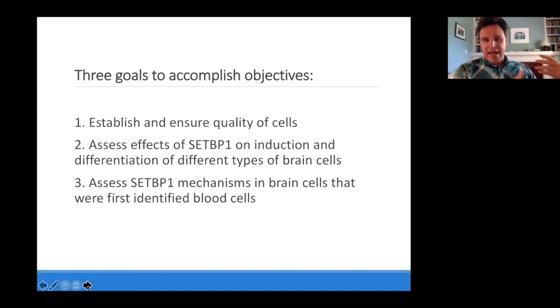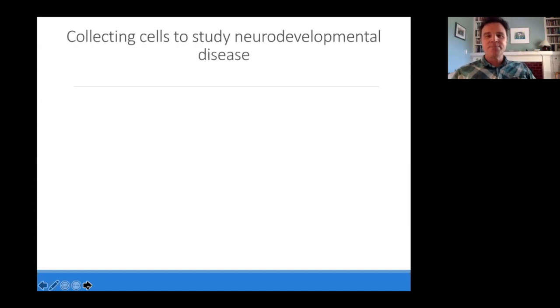And then finally, we want to ask, can we actually investigate the mechanism that the blood folks have found within these cell models we make? So the mechanism of what might be going on. So I'll walk you through some of this. And then, like I said, I want to leave lots of time where we can talk at the end.